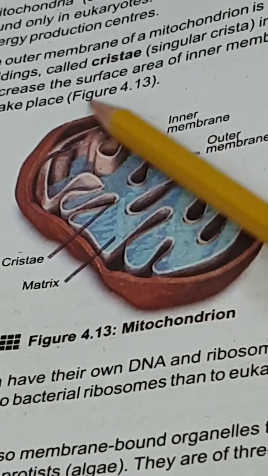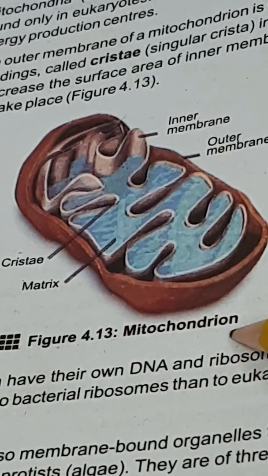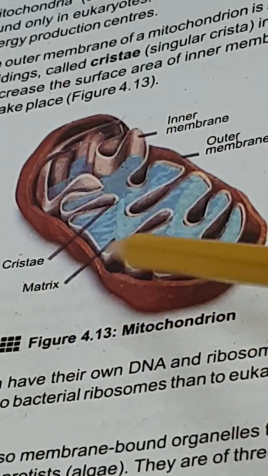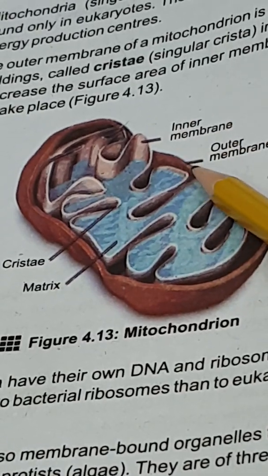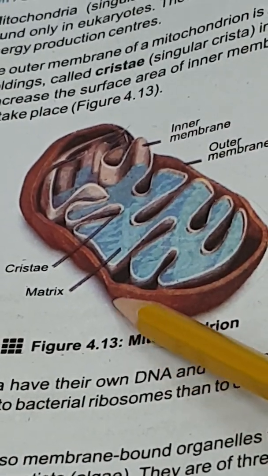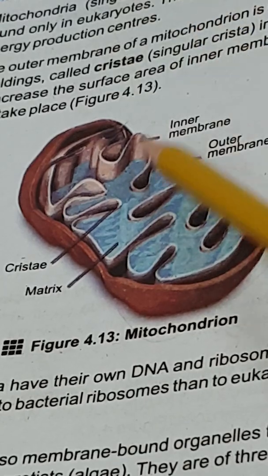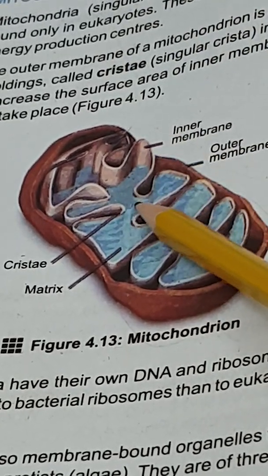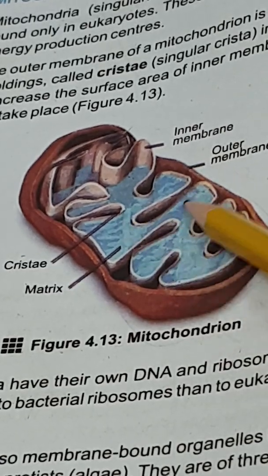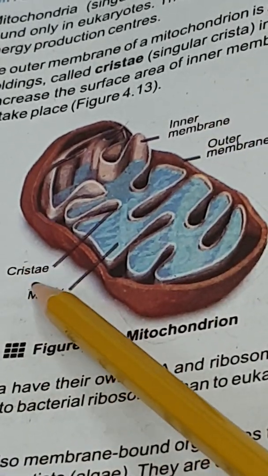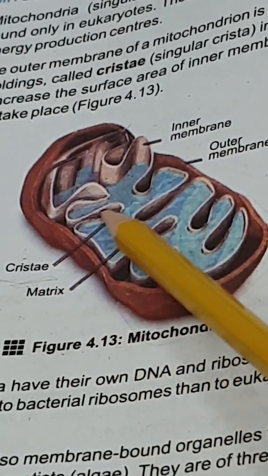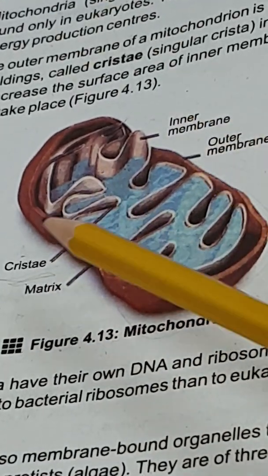The mitochondrial structure normally looks like a shoe shape, and it consists of two membranes. One is the outer membrane, which is smooth, while the inner membrane forms enfoldings, and these enfoldings are known as cristae. Cristae are the enfoldings formed by the enfolding of the inner membrane.